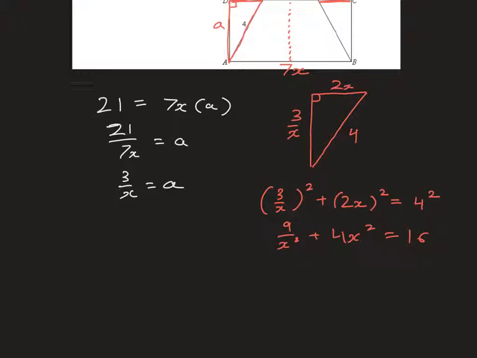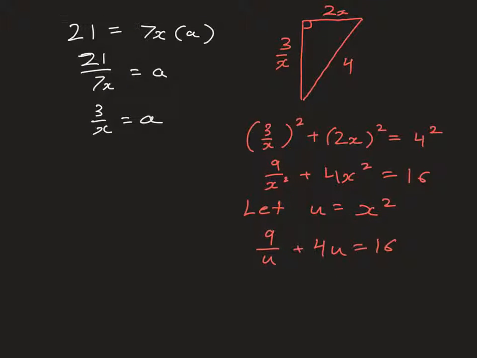And this is normally hard to solve, but if we let u equal x squared, we can rewrite this as 9 over u plus 4u equals 16. And if we multiply this whole equation by u, we get 9 plus 4u squared equals 16u. And this is just a quadratic, so we'll rewrite it as 4u squared minus 16u plus 9 equals 0.